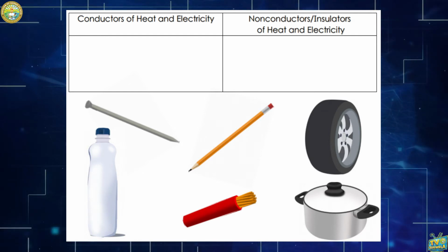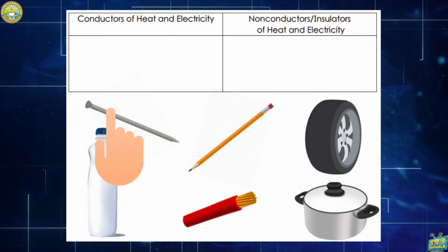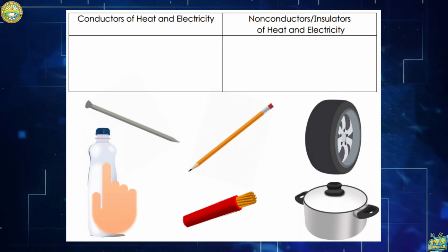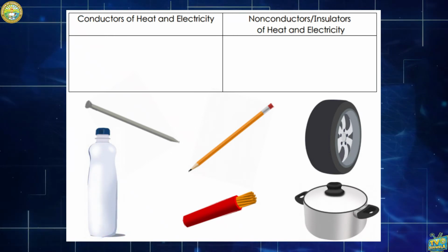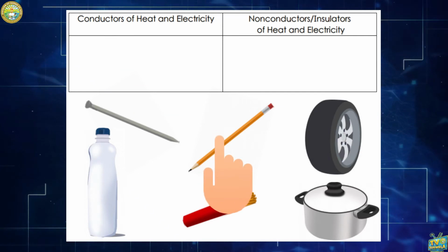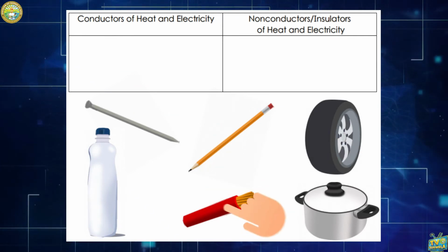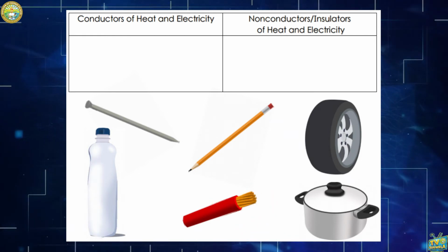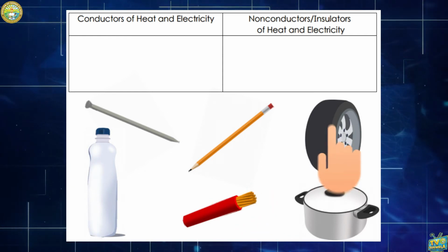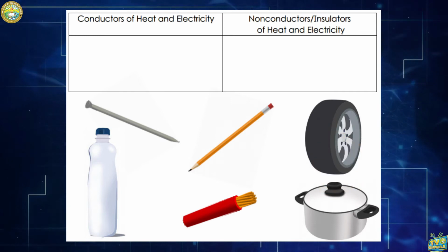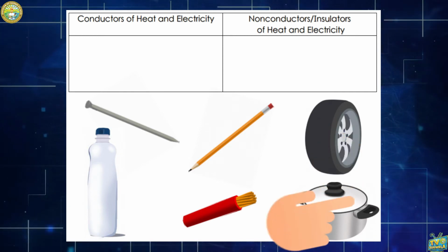The first picture is the nail. The second picture is plastic bottle. The third picture is a pencil. The fourth picture is a wire. The fifth picture is a tire. And the sixth picture is an aluminum pot. Now I will give you enough time to do it.